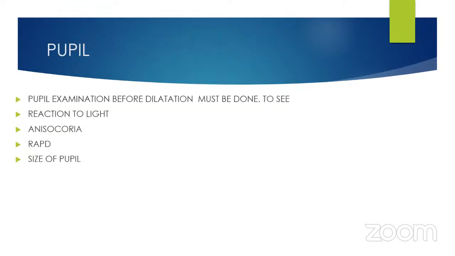Then coming to pupil examination before dilatation is important. To see any reaction to the light, if there is any anisocoria or an RAPD. Size of the pupil is important, because if the size of the pupil is more than 5 mm, post-refractive surgery, the patient will have glare and halos. So the patient should be advised of this prior to surgery.